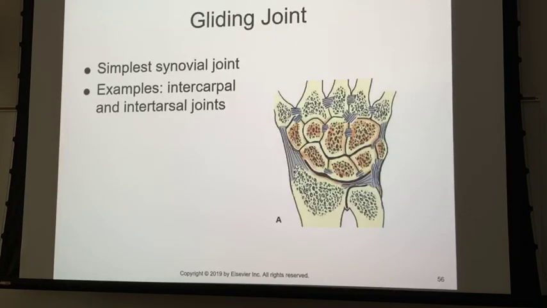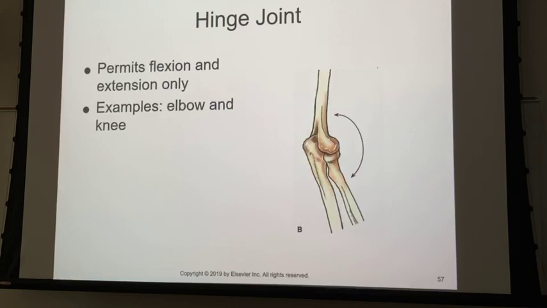So a gliding joint, we don't image those just a whole lot for purposes of the joint space itself, but rather for broken bones in some cases. So a gliding joint, you have things like the intercarpal spaces will be gliding joints. A hinge joint permits flexion and extension only. It doesn't really give you anything but that.